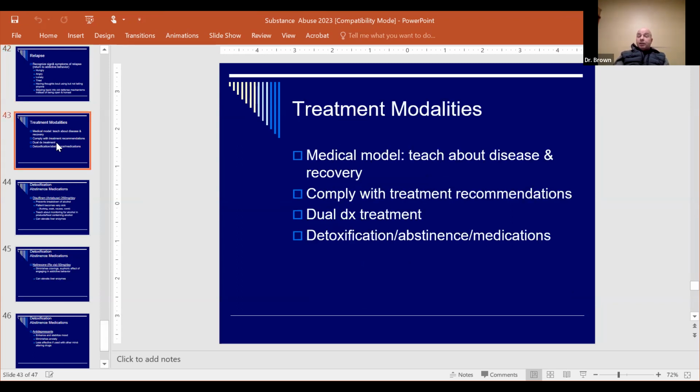Treatment modalities, again, medical model, you teach them about the disease. Very, very, very important that they comply with treatment. And dual diagnosis treatment is extremely important. Again, in the inpatient setting, you will see a lot of people here at the PUF that are dually diagnosed, and we have to treat both modalities. So maybe they have schizophrenia, so the atypical antipsychotics, and we want to speak about recovery as well.